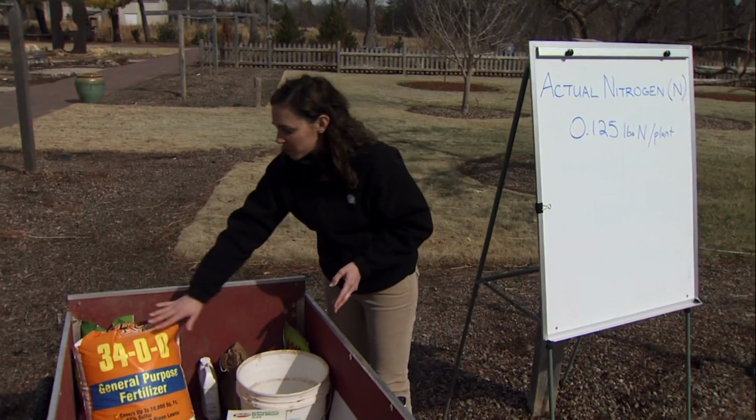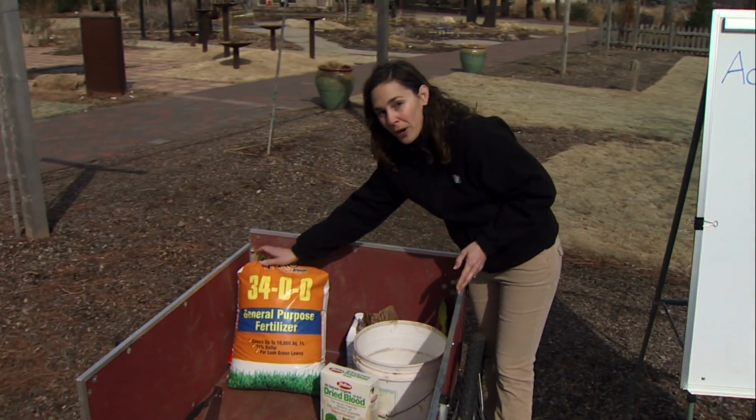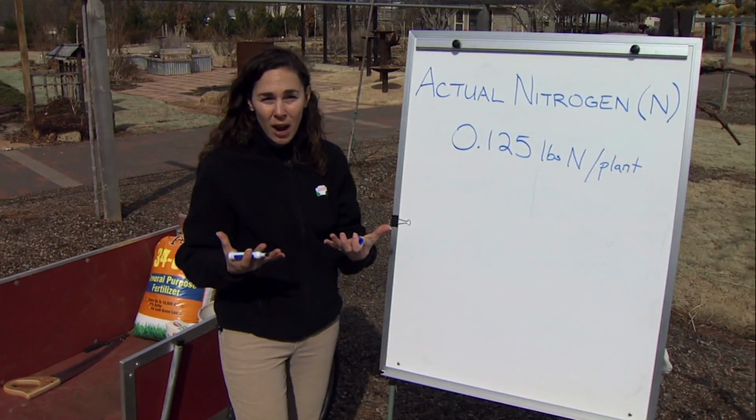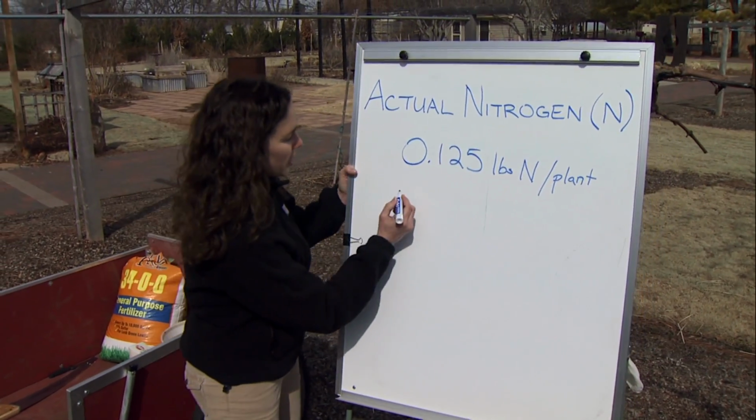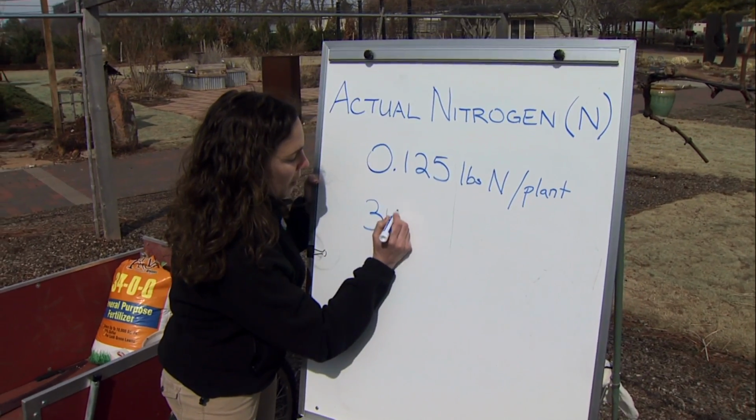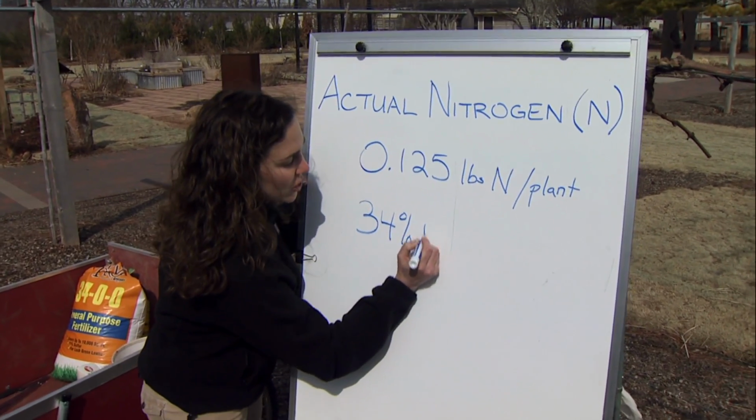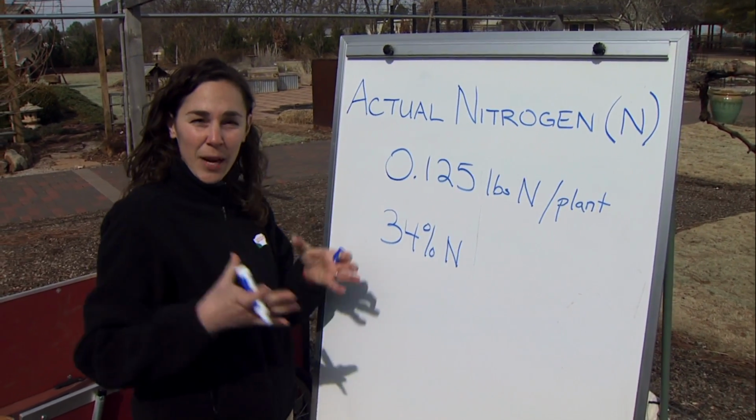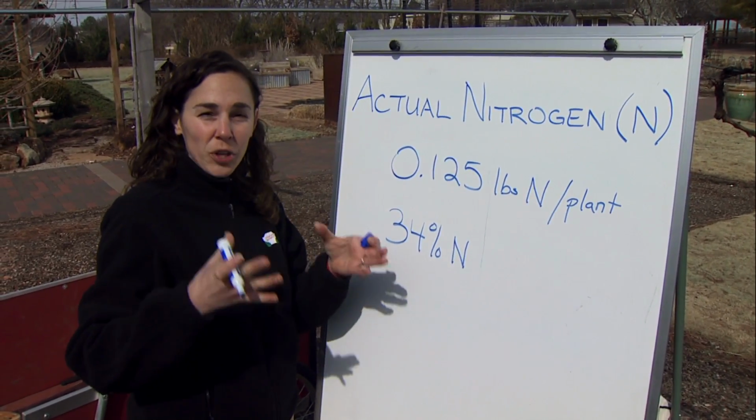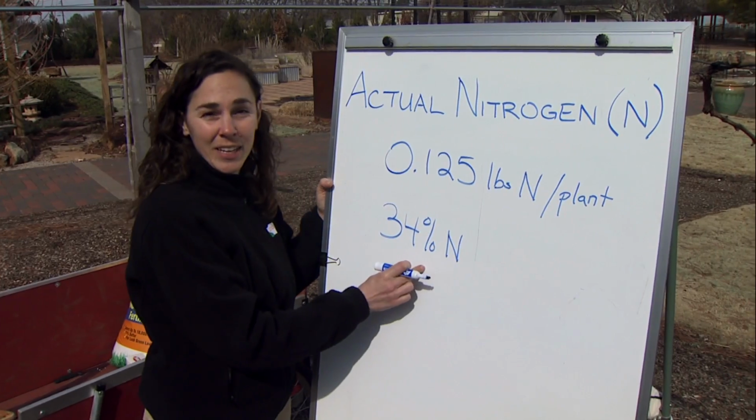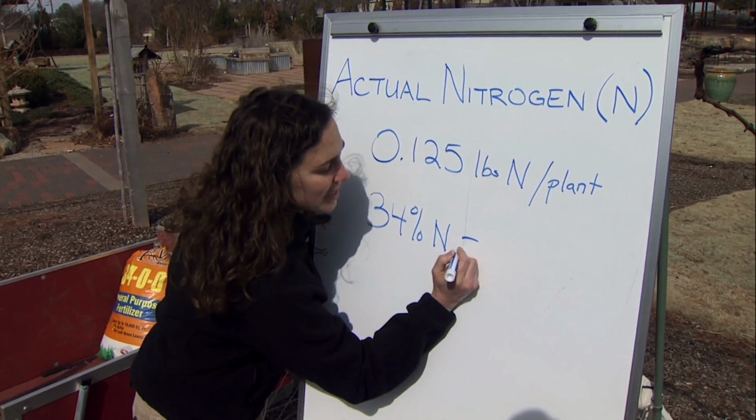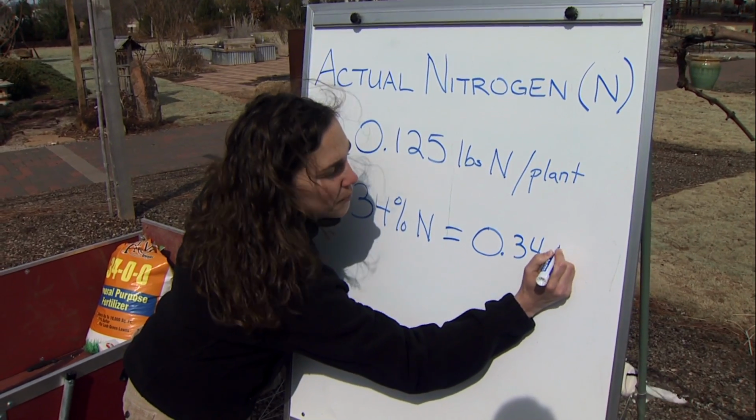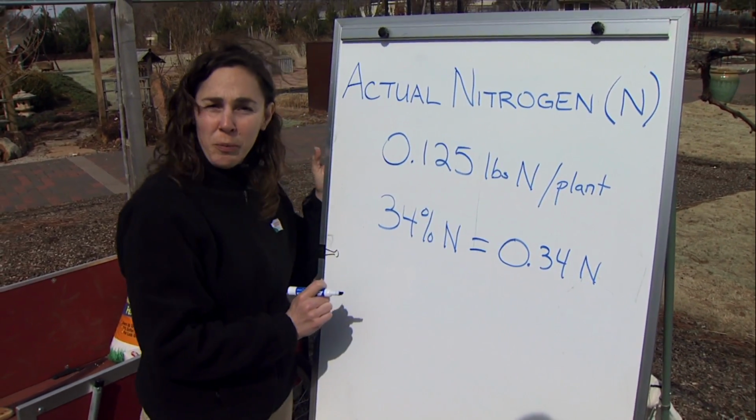For the grapes, I'm actually going to use this product, which is 34% nitrogen. So what we know now is that the fertilizer we've chosen is 34% nitrogen by weight. So 34%, if I had a pound of fertilizer, only 34% of that is going to be actual nitrogen. This is the same as 0.34, which is much easier to use when we do our math.